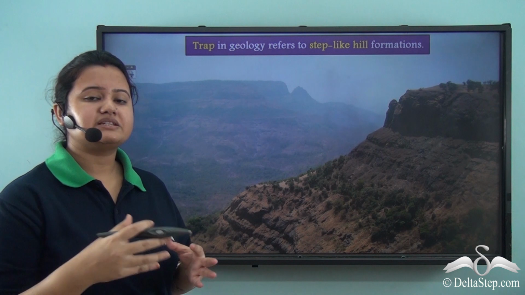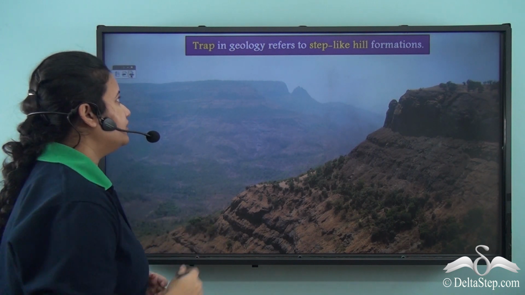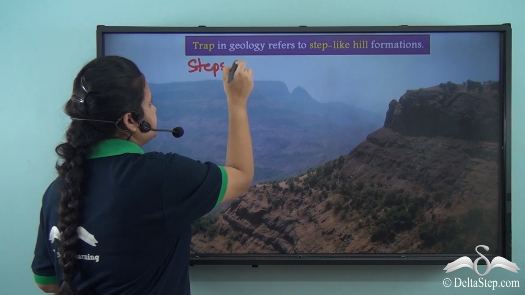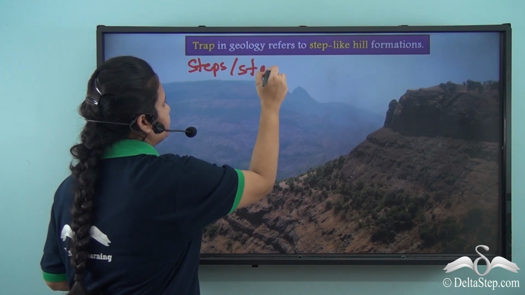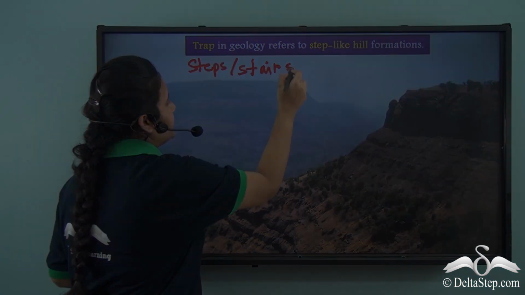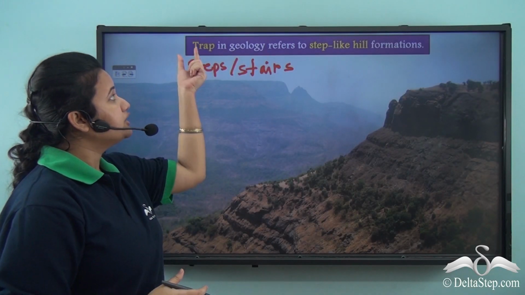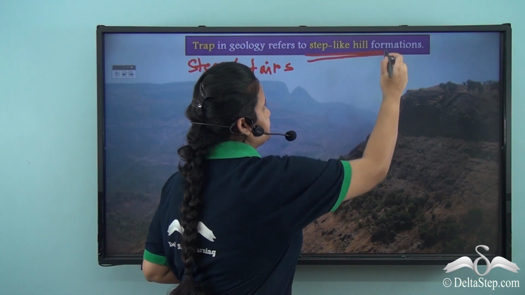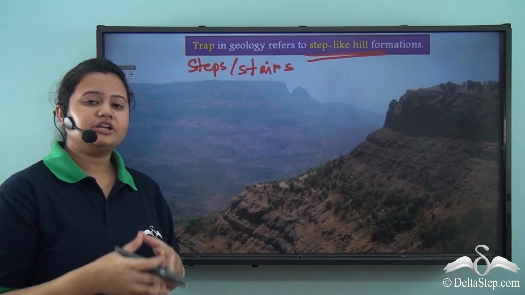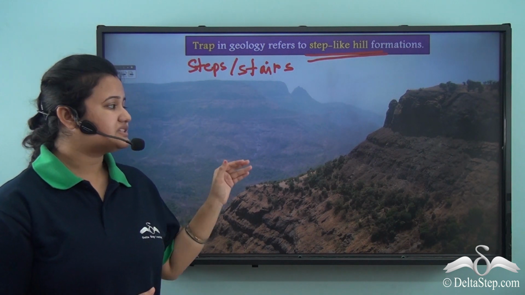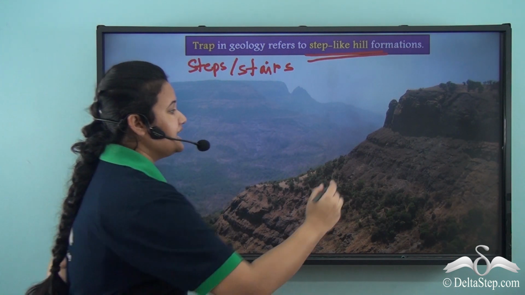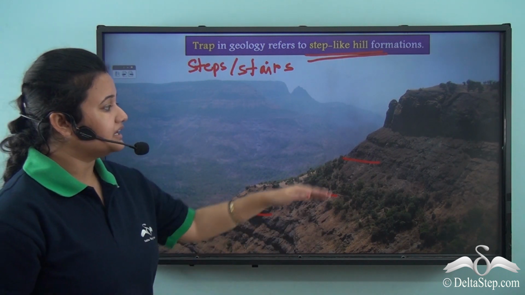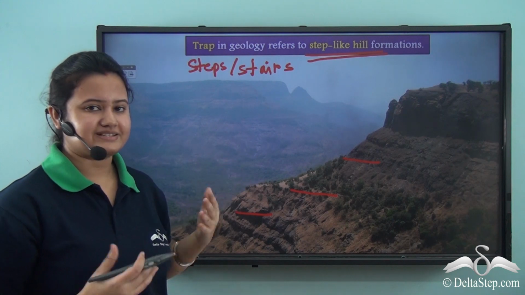Well, trap is actually a Swedish word which means steps or stairs. In geology, the term trap is used to explain step-like formations. Now, Deccan Trap region is called so because this region is characterized by step-like hills, as we can see in this picture, and it almost looks like a staircase, isn't it?